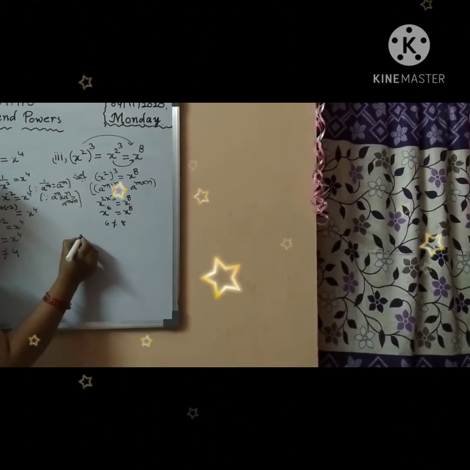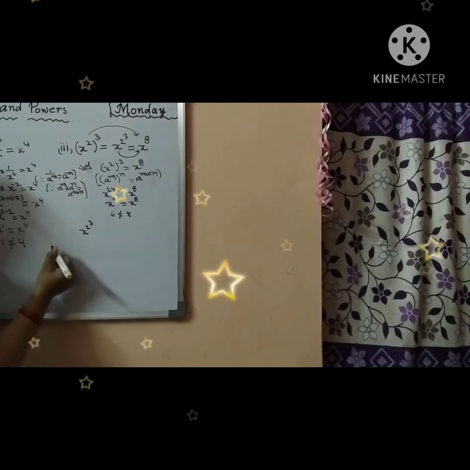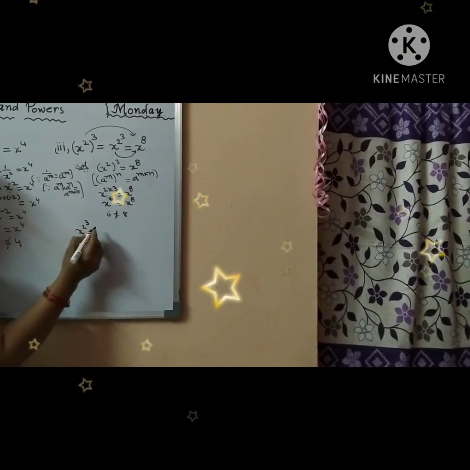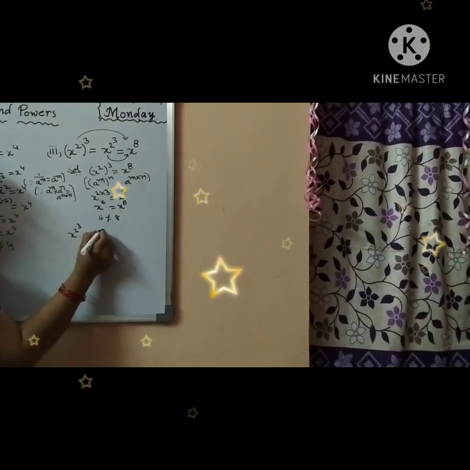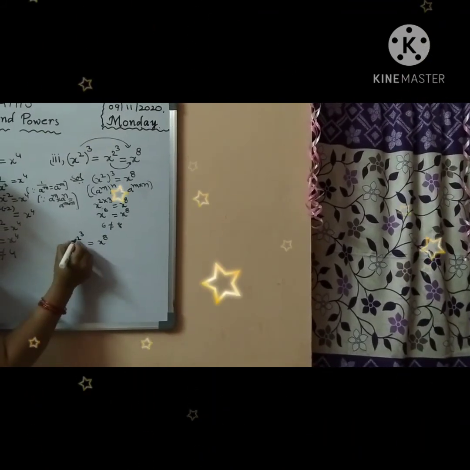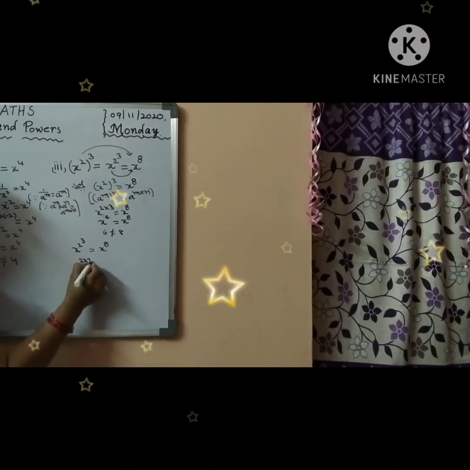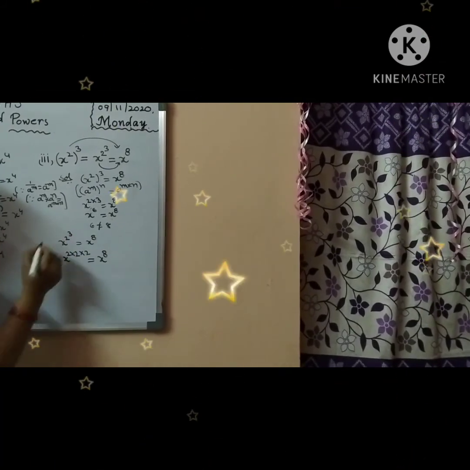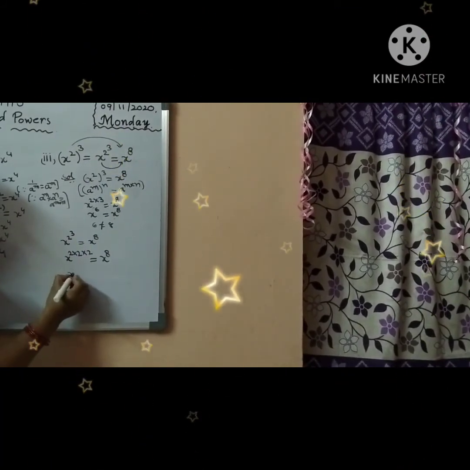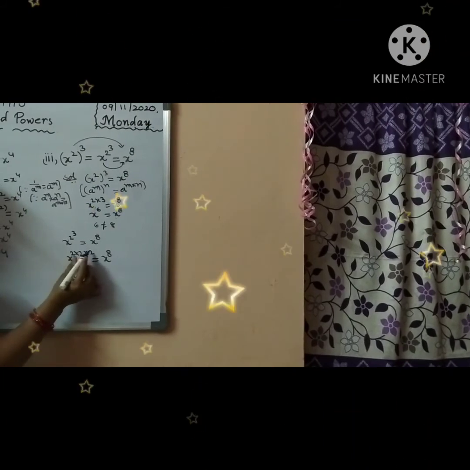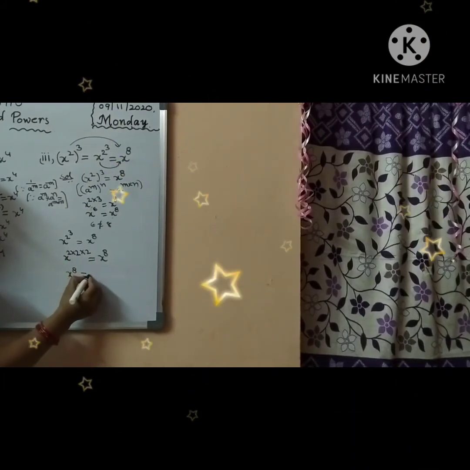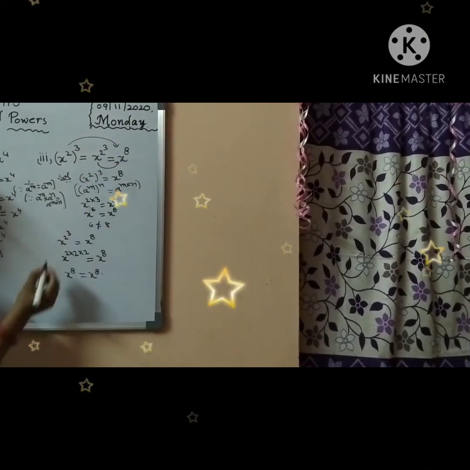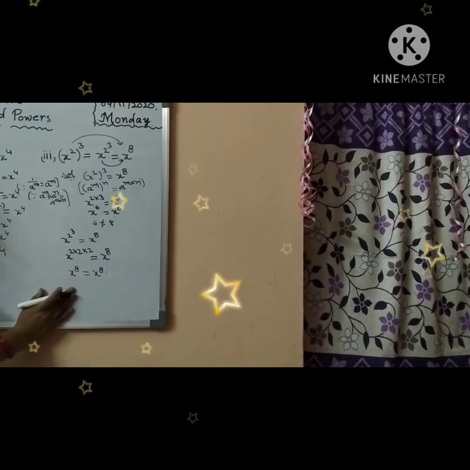Next case: x power 2 cube equals x power 8, because here the power of 2 is taken 3 times. So x power 8: 4 2s are 8. x power 8 equals x power 8. So I agree with Rakesh.